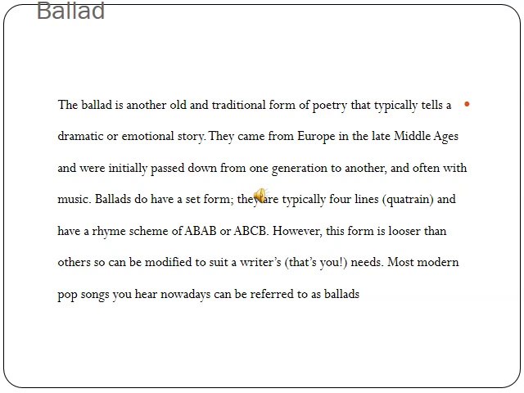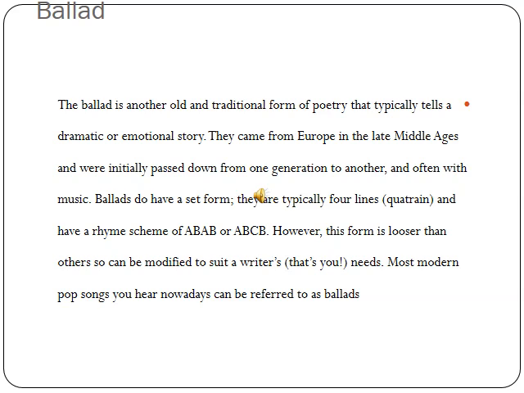So the ballad is another old and traditional form of poetry that typically tells a dramatic or emotional story. The original ballad comes from Europe in the late Middle Ages, and was passed down from one generation to another. The word ballad is still used until now; some pop songs are referred to as ballads, which is a very traditional, old form of poetry from the Middle Ages.